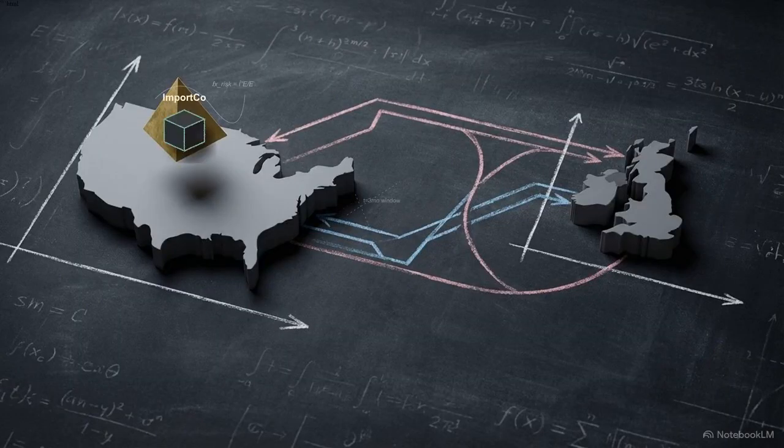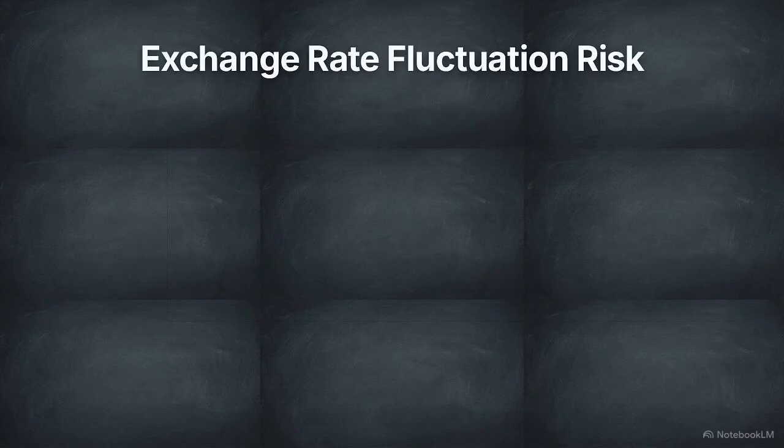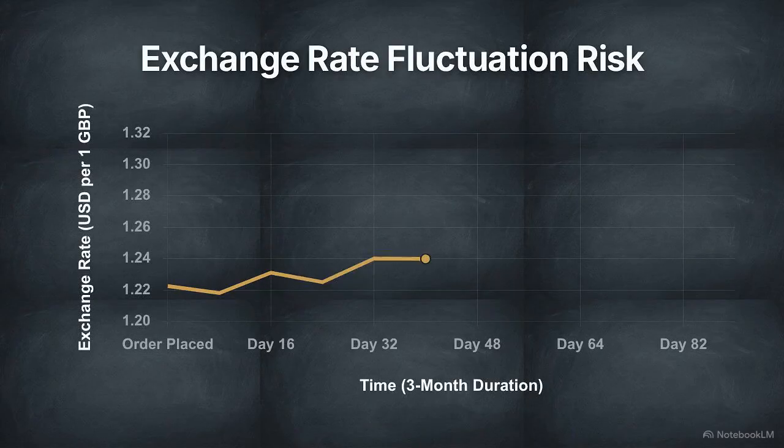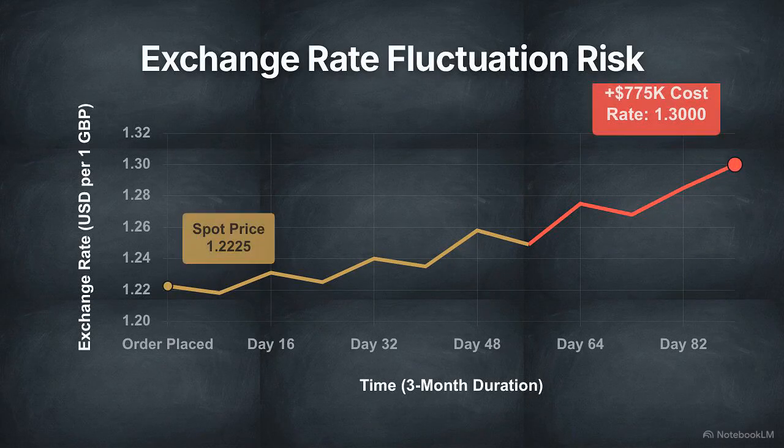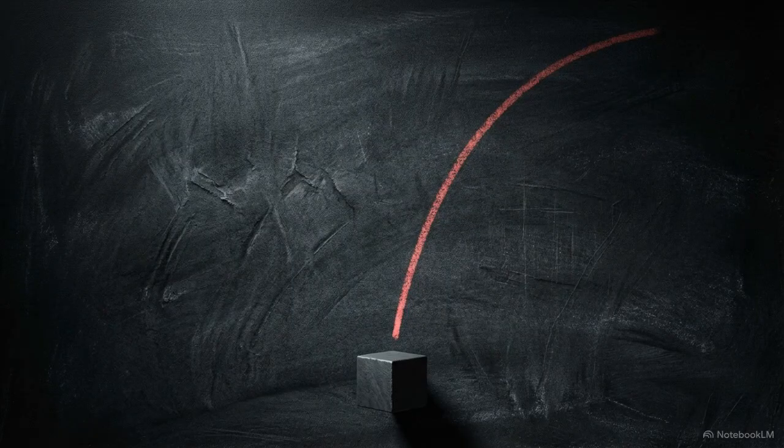Imagine a U.S. business that owes a British supplier £10 million in 3 months. If the exchange rate fluctuates against them between the time the order is placed and when payment is due, that simple delay can wipe out their profit margin and force them into financial ruin.